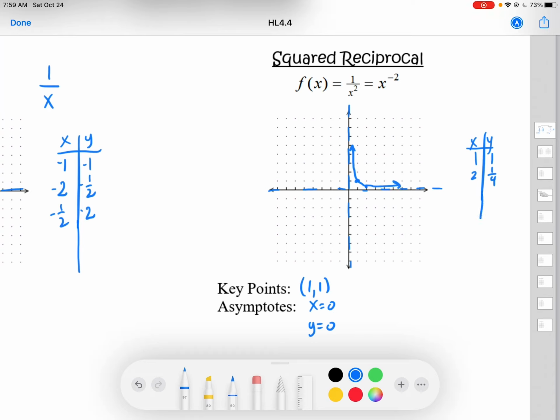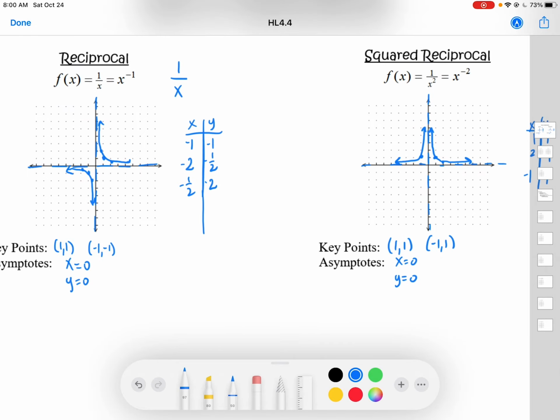Now, if you put a negative in, this is where it's vastly different. 1 over negative 1 squared is a positive 1. So you'll actually have a curve following the asymptotes in the second quadrant this time. So what you'll notice is for the reciprocal function, where it's just to the first power, the arrows along the vertical asymptote go opposite directions. But when it's squared, the arrows go same direction on either side.